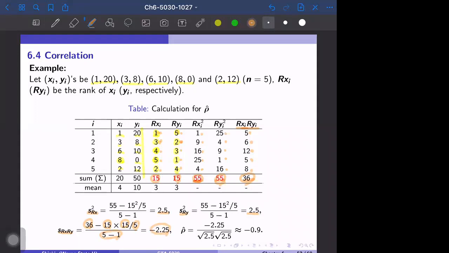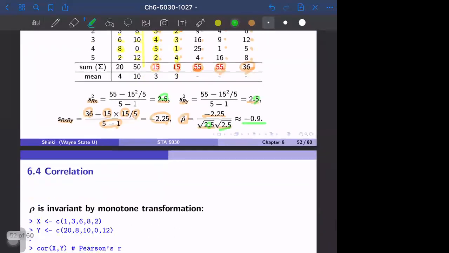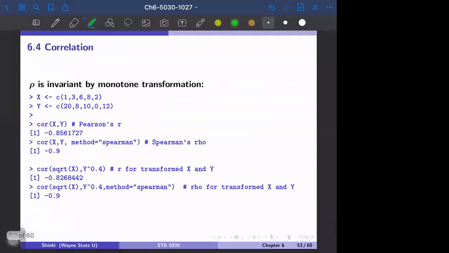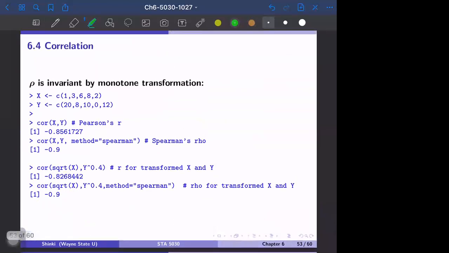So rho hat, the estimated rho, is negative 2.25 divided by the square root of 2.5 times the square root of 2.5. So this comes from here. So this is negative 0.9. So in this way, we can calculate Spearman's correlation in the same way as the Pearson's correlation.